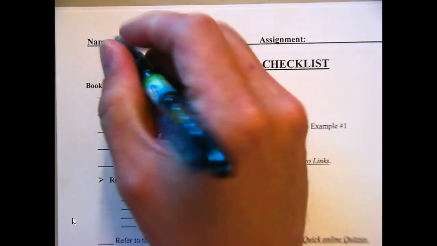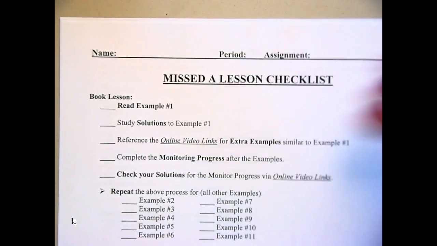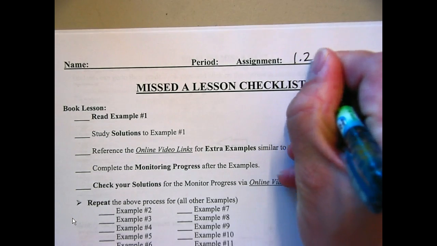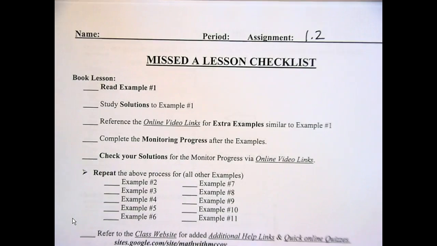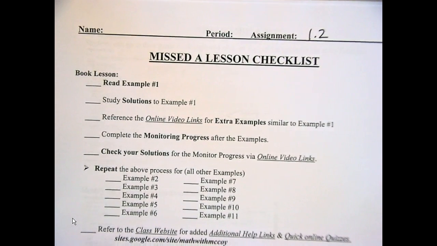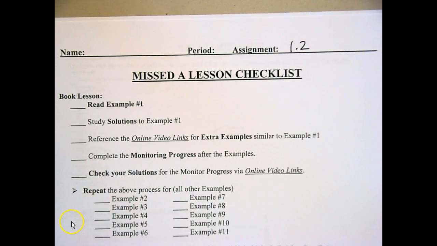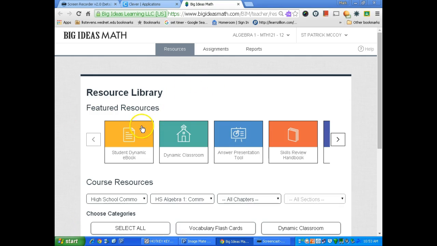I know that a lot of you had already filled out the top, your name, period, and the assignment is 1.2. Okay? That's where we're at. We can add to the assignment here in a minute. Go ahead and open that up. We went through dealing with this.